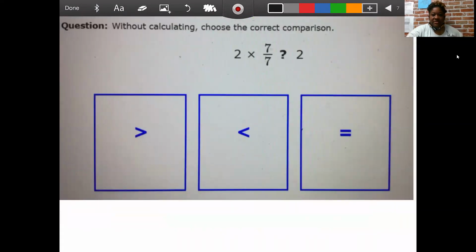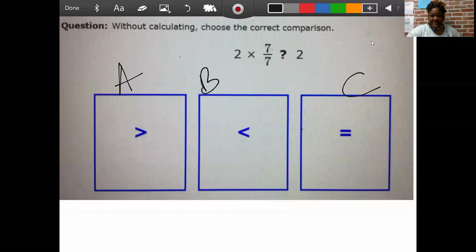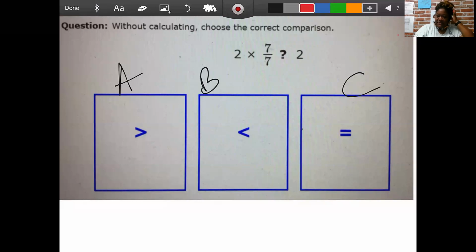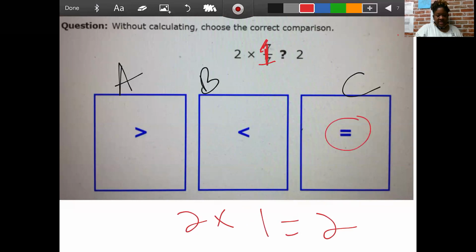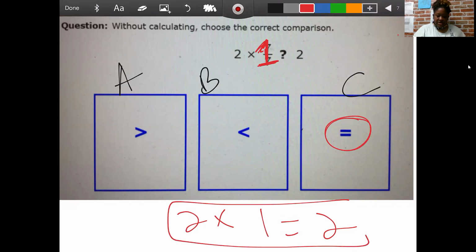All right, let's try this one. Put your answers in the chat. Everybody listen, especially those that didn't get an answer, and if you got it wrong, listen too. If you got it right, listen. So 7/7 is equal to 1. Okay, we already know that, right? So 2 times 1 equals 2. So it's equal. Anytime your numerator and denominator are the same, then it equals 1. Okay, so it's 2 times 1 equals 2. All right, cool.